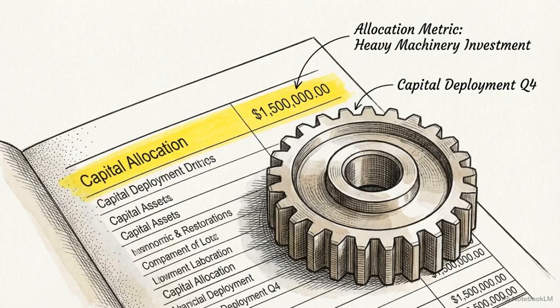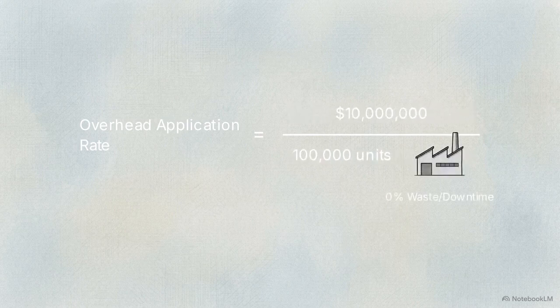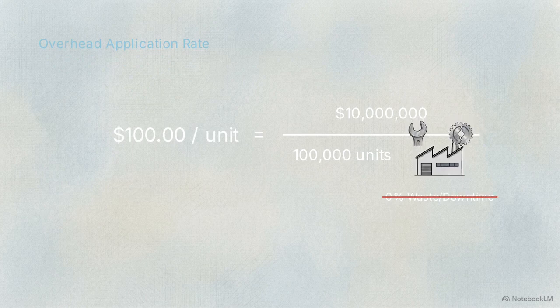Accountants must allocate the fixed facility costs to the final products regardless of the manufacturing model used. This graphic displays the core accounting formula for determining indirect product costs. The overhead application rate is calculated by taking the estimated total overhead and dividing it by an estimated allocation base. Theoretical capacity assumes optimal output with zero downtime and zero waste. Applying these variables, dividing $10 million in overhead by an unrealistic 100,000 unit capacity yields an artificially low rate of $100 per unit. Budgeting based on theoretical capacity is a planning fallacy.